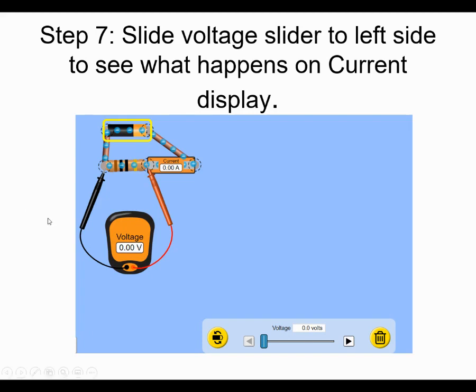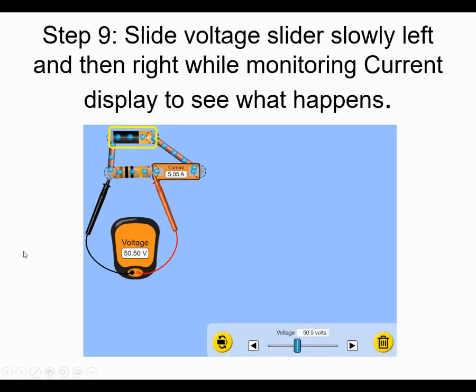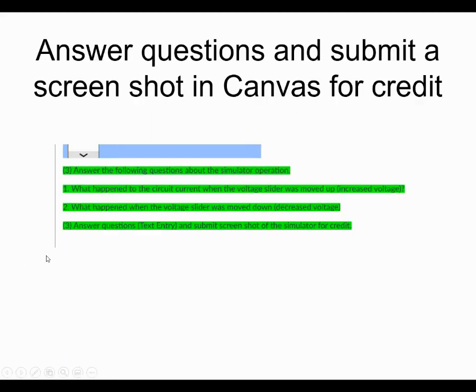And then I want you to slide it slowly to the right and see what happens with the voltage and current. And what you need to do now is slide it slowly left and right and watch the relationship between the voltage and the current. See if you can figure out what it is. That's the entire assignment for today.